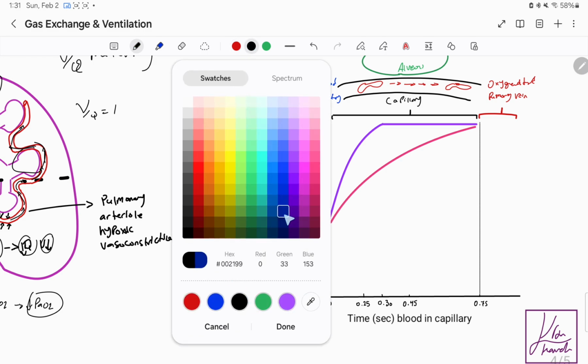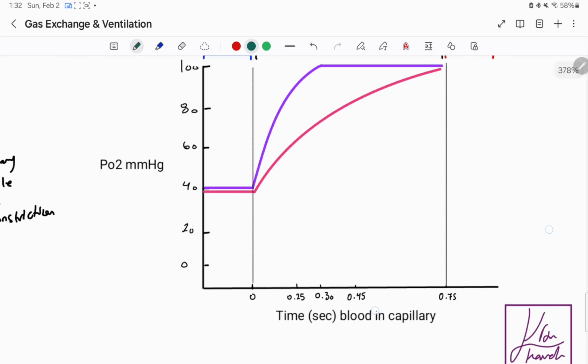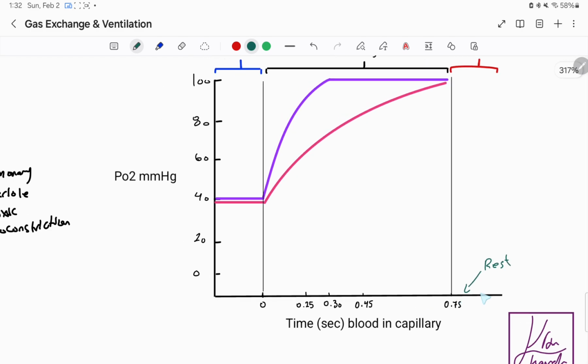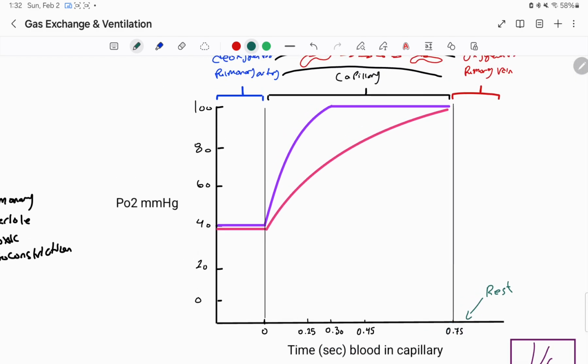One thing I have to tell you is at rest. At rest, meaning we're not exercising, just regularly chilling, the blood is inside of that capillary bed for about 0.75 seconds in resting conditions. So let's take that scenario for a second and let's follow it along.